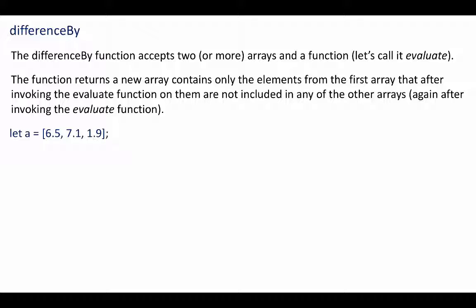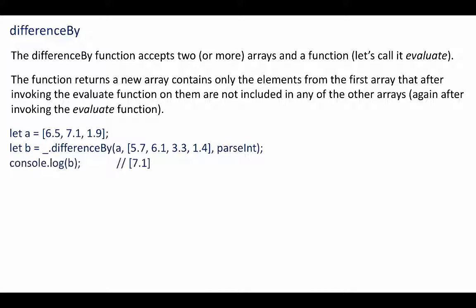Suppose we have this A array that contains some real numbers. Now I can activate the differenceBy function and pass it the A array and this second array, but I'm passing also the third parameter, which is parseInt. ParseInt is a standard JavaScript function that accepts a number or a string and returns an integer. So now the result of B would contain only 7.1.